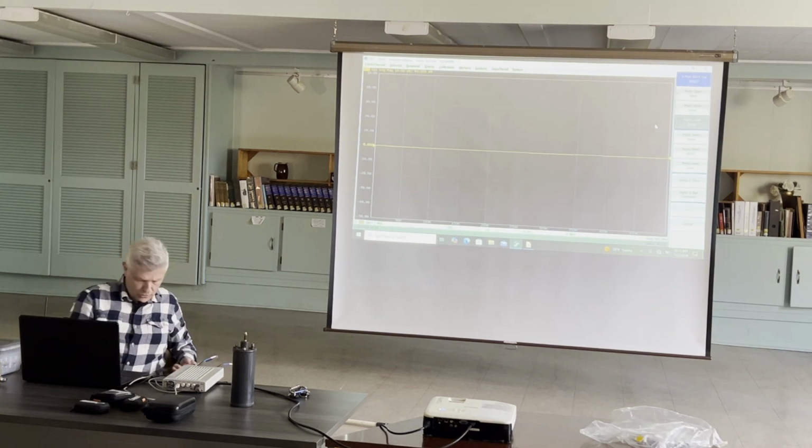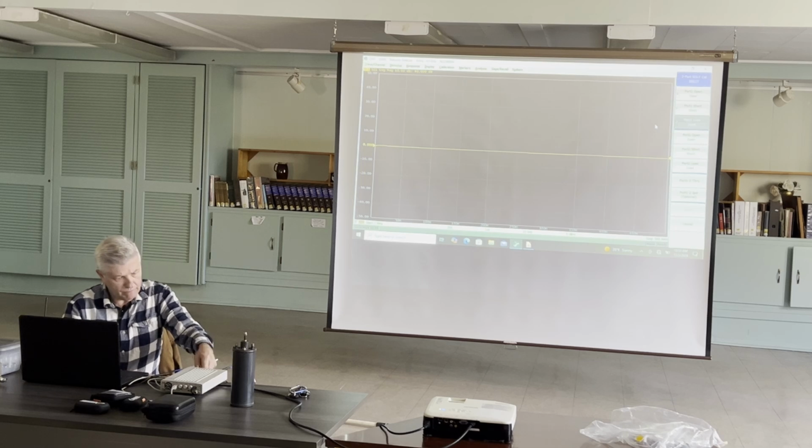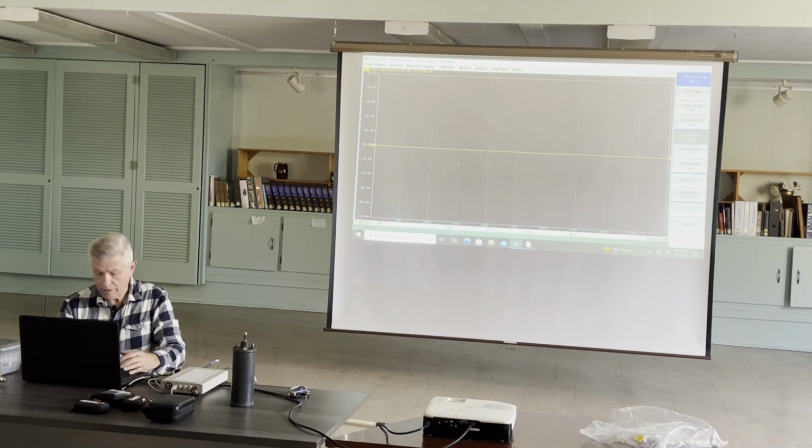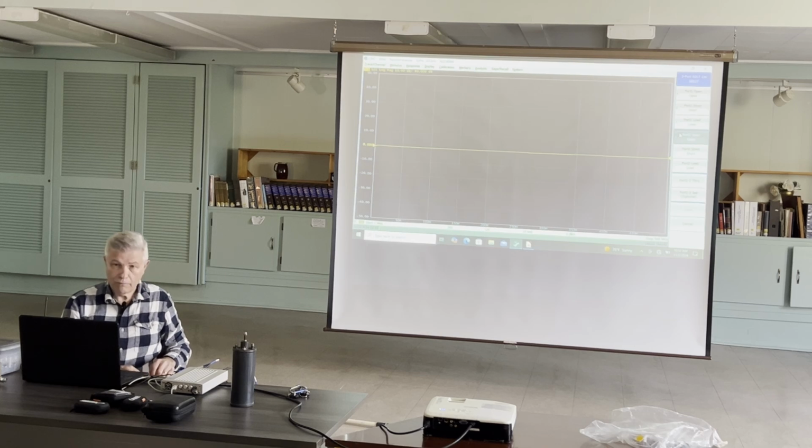Okay, we're back to doing an open. Whoops, let's make sure that's tight. I should be using those actually, there are actually torque wrenches that you use on N and SMA connectors to give you the proper amount of torque. Okay, that's the open.